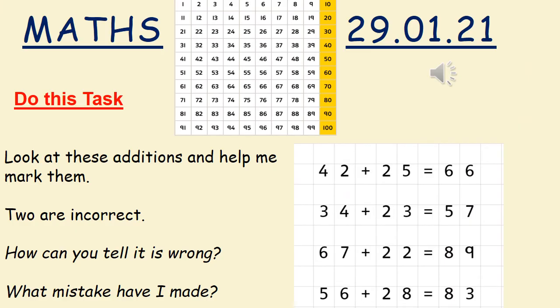Now let's check our understanding. Look at these additions and help me to mark them. 2 are incorrect. How can you tell it is wrong? What mistake have I made? I want you to check, do it, and we'll mark it in our next lesson. Okay?